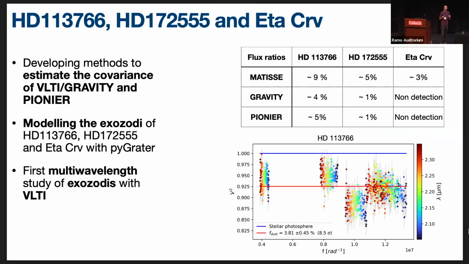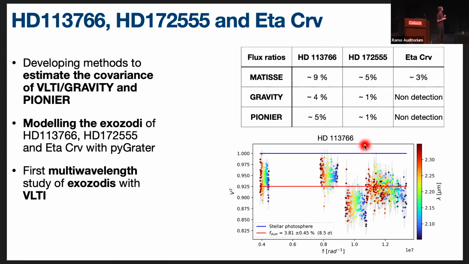And now for the last part, I wanted to talk about these 3 stars that I'm working on, HD113766, HD112555, and Eta Corvi. So we obtained multi-wavelength interferometric observations of these 3 stars with MATISSE in the L, M, and N bands, GRAVITY in the K band, and PIONIER in the H band. What I show here are the first preliminary results. So we have a detection for HD113766. We have a detection at all 3 wavelengths.